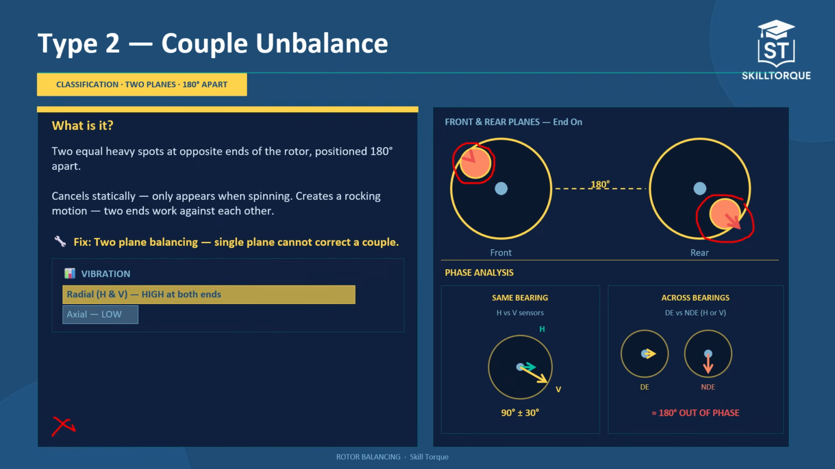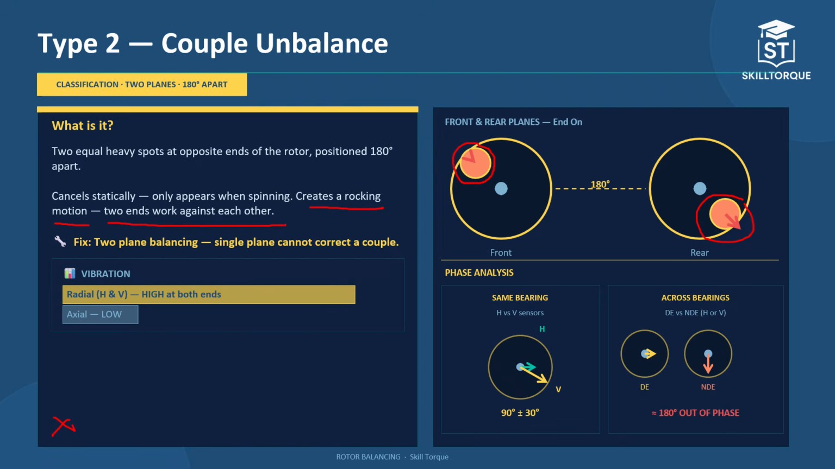Okay, so what happens is that when this spins, the two heavy spots pull in opposite directions at opposite ends of the shaft, and it creates what kind of movement? Rocking movement. Okay, so let's say when the drive side of the rotor is going down, this side will be going up, so it's a kind of rocking movement. Okay, that's why this kind of unbalance is known as the couple unbalance.